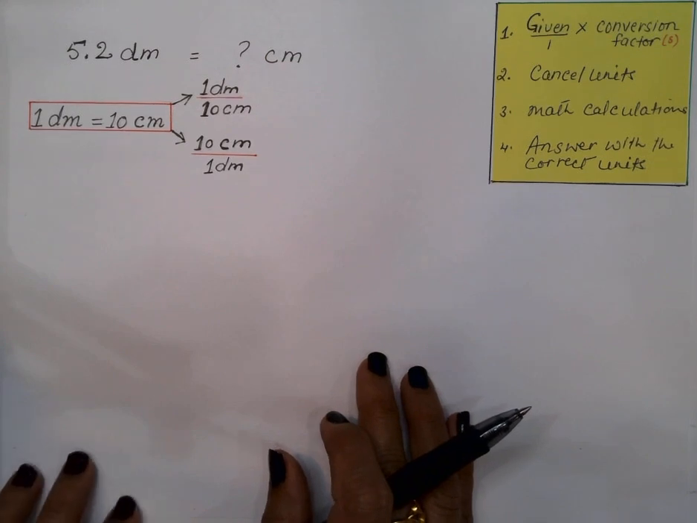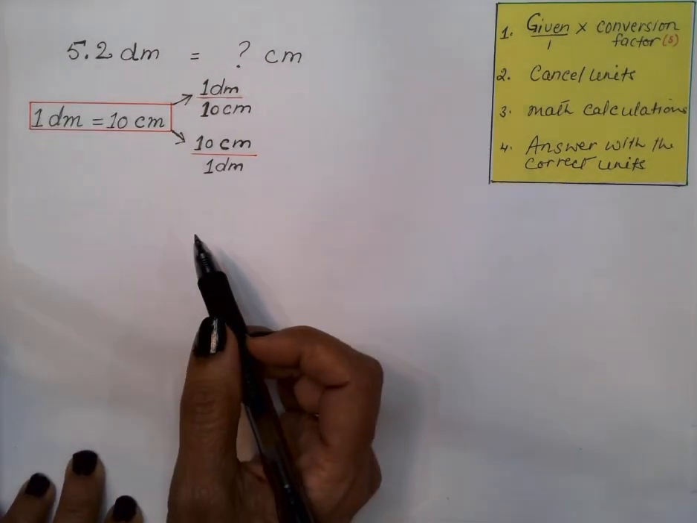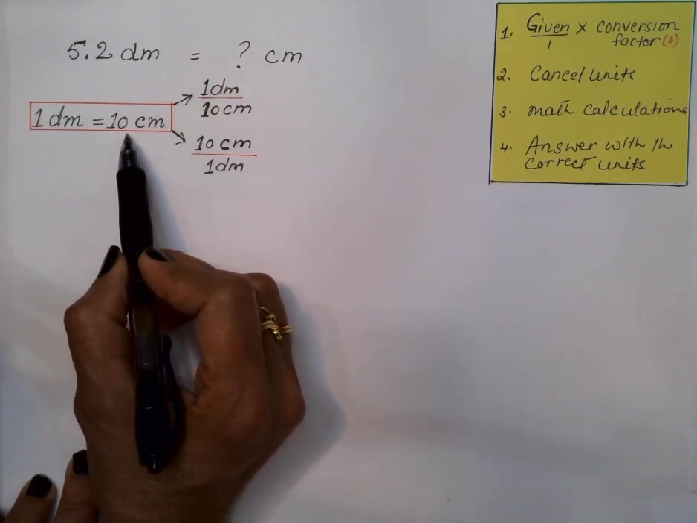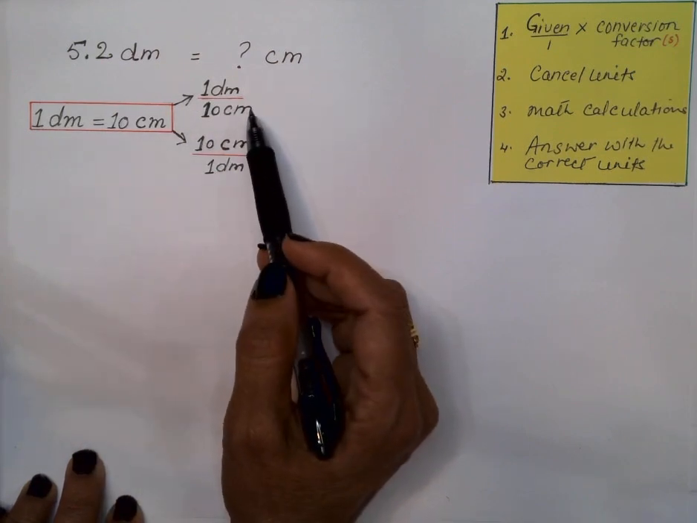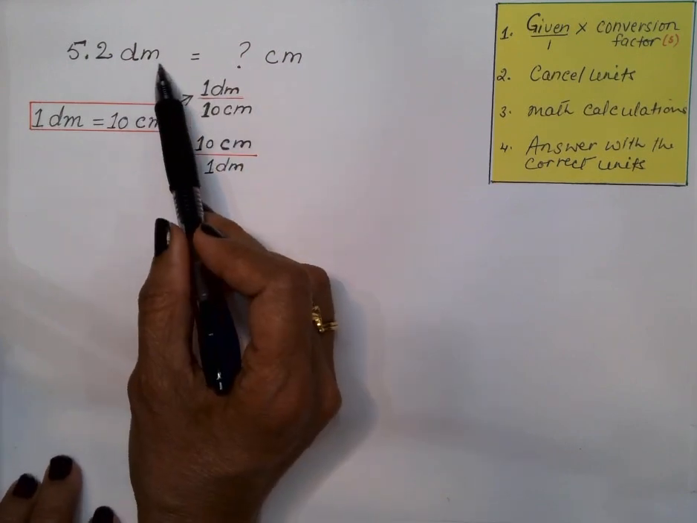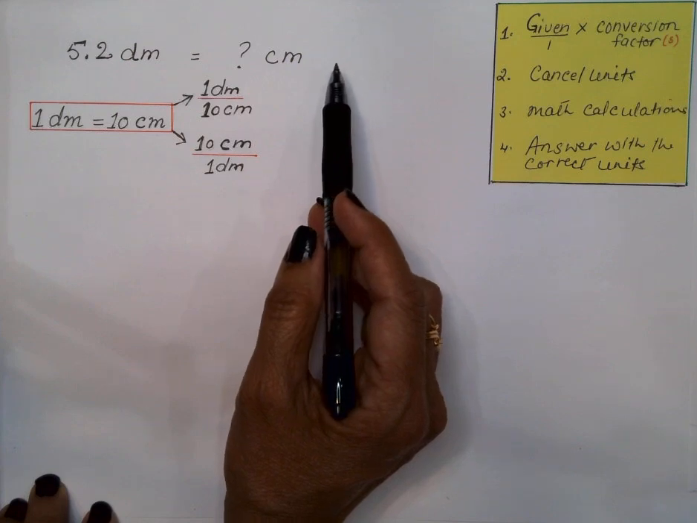5.2 decimeters equals how many centimeters? The basic relationship between decimeter and centimeter is 1 decimeter equals 10 centimeters. We can make two fractions here. Now which fraction will help us get rid of decimeter? Because I don't want decimeters in my answer. What do I want? I want centimeters in my answer.